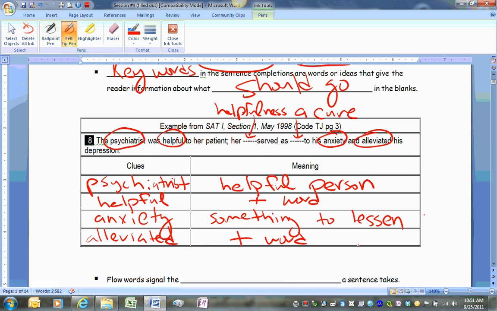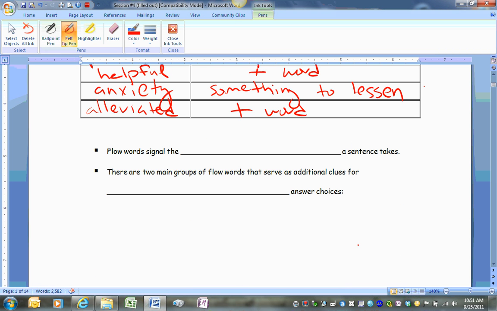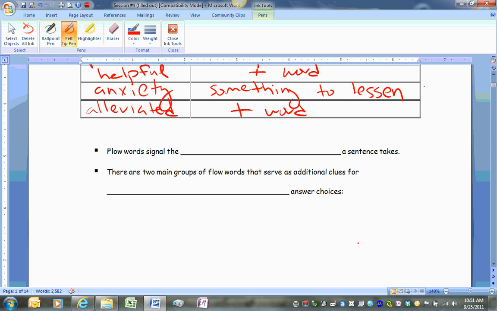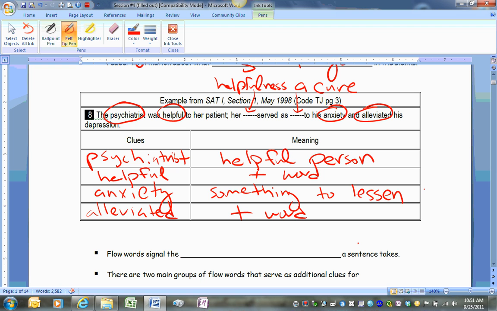Okay, we're back. Okay, so now, flow words. So, again, just going back before I was interrupted, helpfulness works for the first one. As a cure, probably could work. And again, we know that we want these words because we're looking for positive words based upon what we saw.